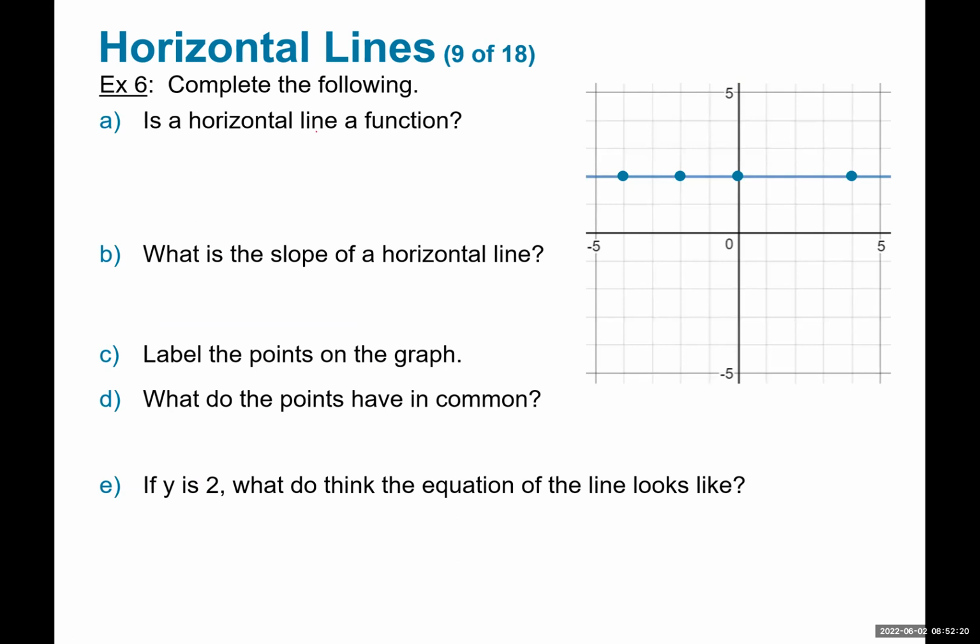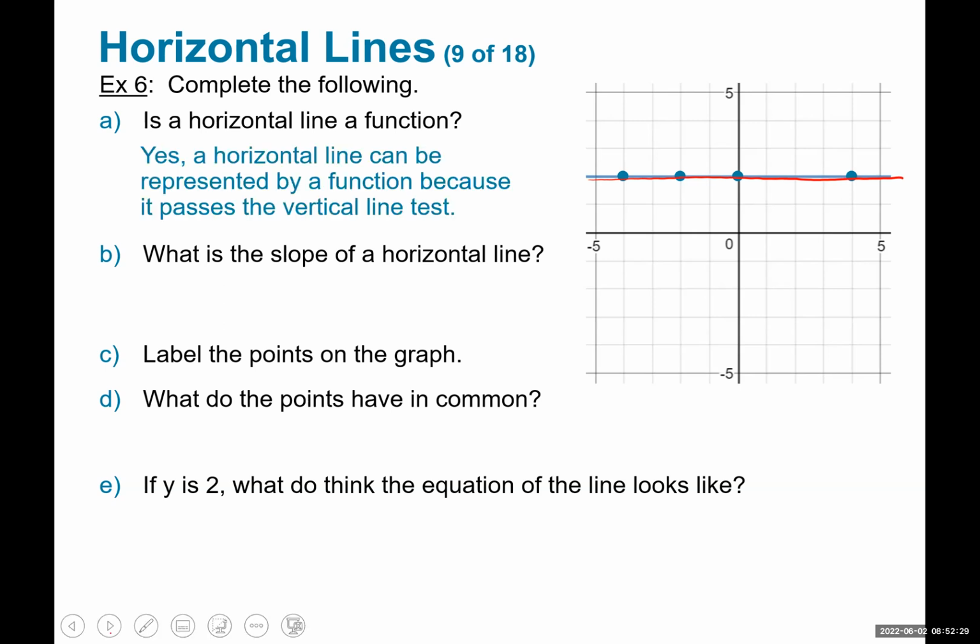Complete the following. Is the line a horizontal line? Looks pretty horizontal to me, in the horizon, yes. It's a horizontal line and it's represented by a function because it passes the vertical line test. Okay. What is the slope? Well, the slope: positive, negative, undefined, or no slope. So the slope man tells us the slope of this horizontal line is 0.